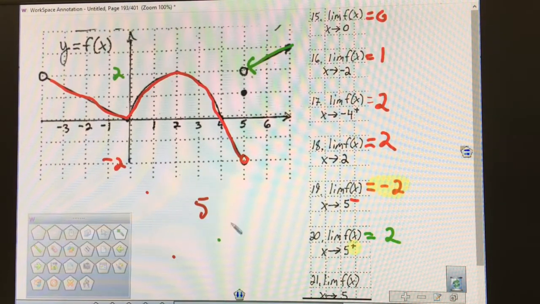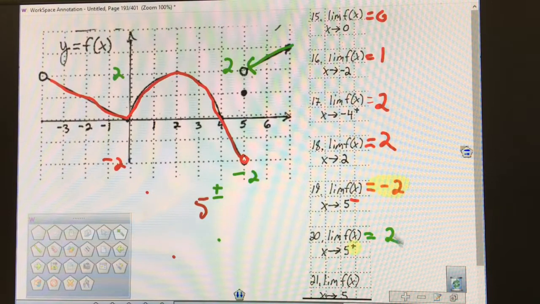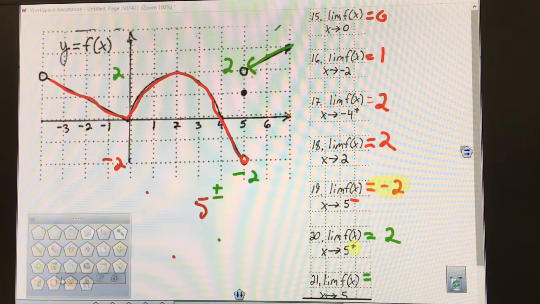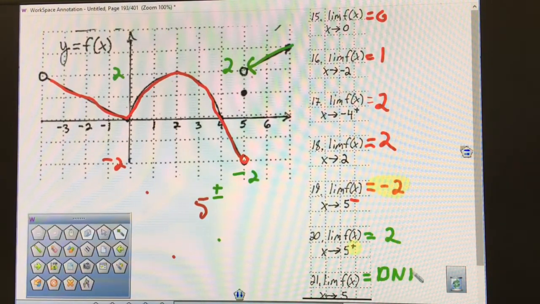Now the last one here says approaching 5, but nothing up at the top. So that means it's approaching it from the right and left. Notice from the left is negative 2, from the right was 2, and because they don't equal one another, this is a jump discontinuity. So that means the limit does not exist, just like the mean girls.